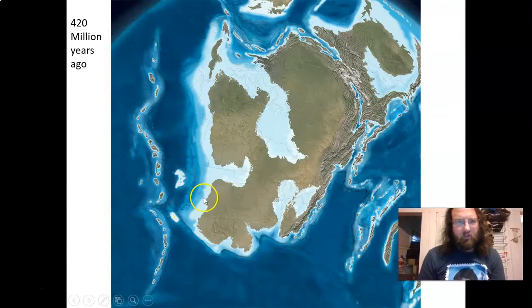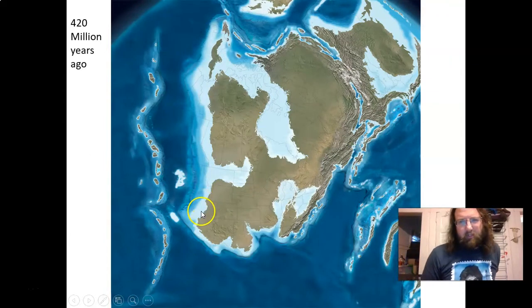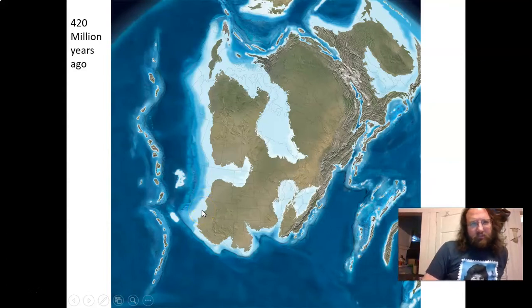Whereas the West Coast, you don't see a whole lot happening. In fact, 420 million years ago, the West Coast is basically a giant passive margin with little canyons cutting through it.